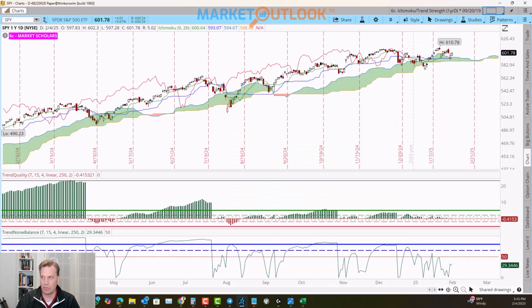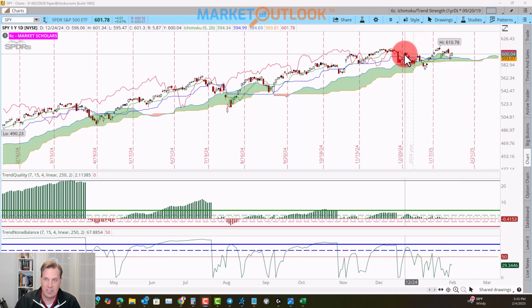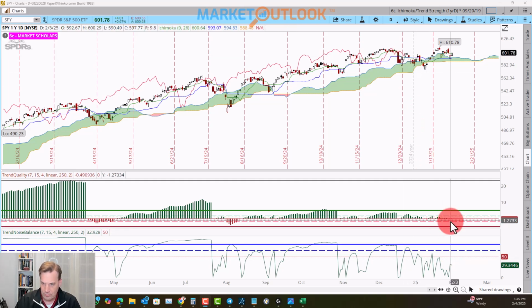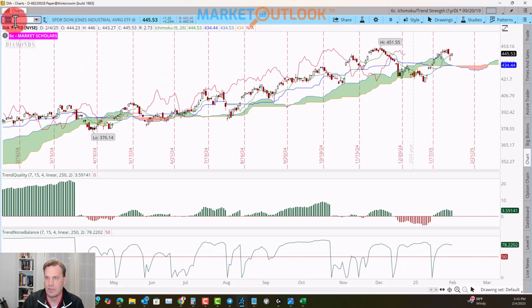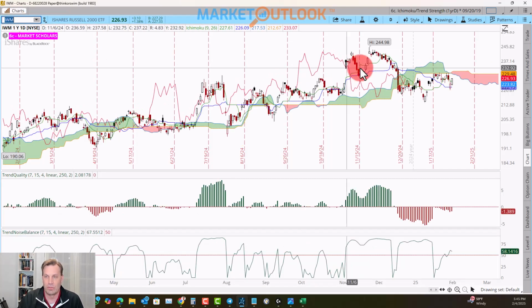Let's look at the Ichimoku cloud, and you can see we're back above the green line. We're still above the cloud. The cloud's still green. The rate of change is slightly positive. No trend here yet, but at least all signs are still pointed upwards there. When you look at the diamonds, that's still looking pretty good. IWM, we're still below the cloud.